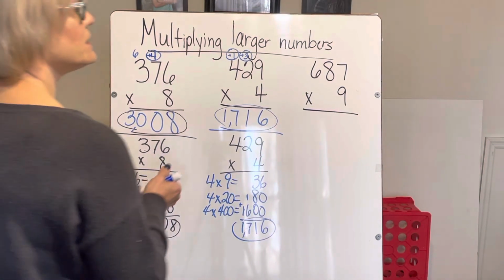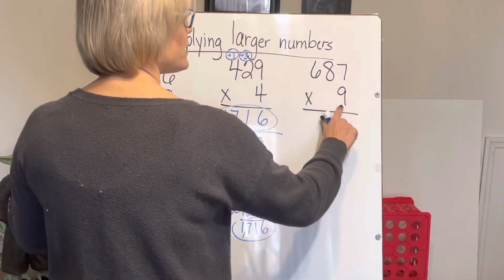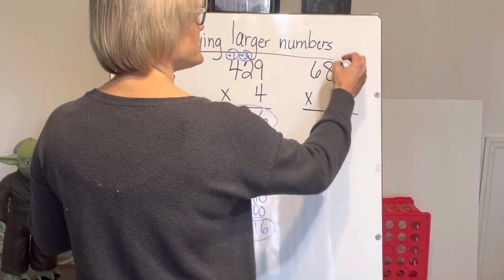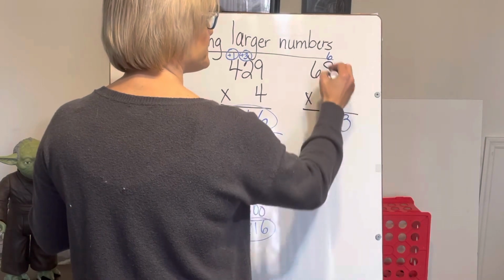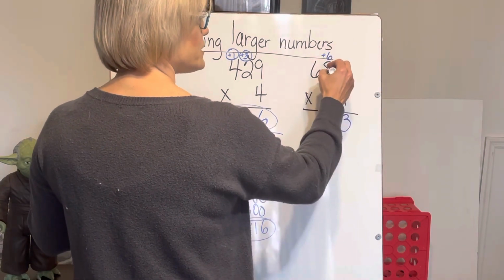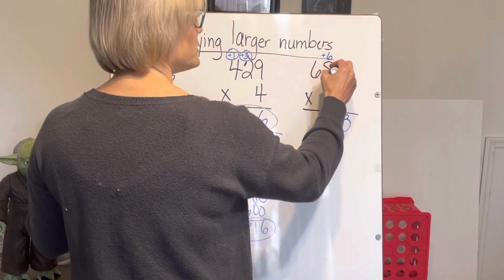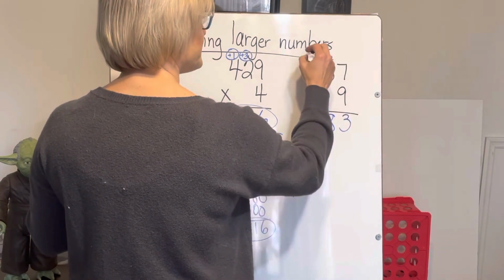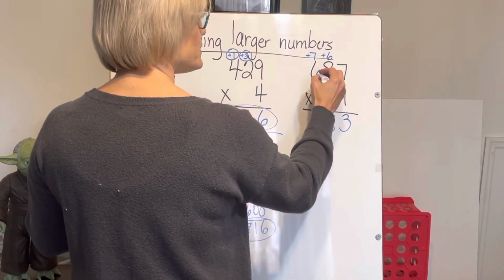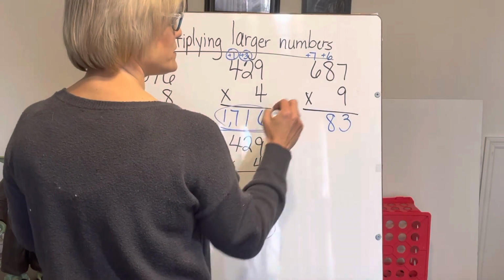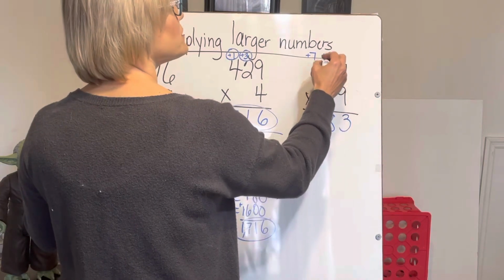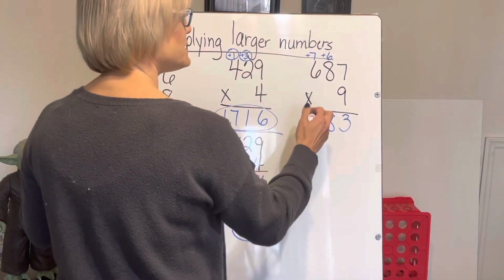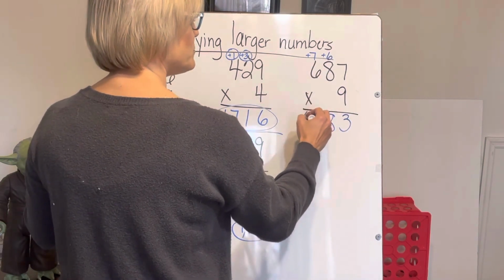All right, 687 times 9. So again, we'll start with the traditional. 9 times 7, which is 63. 9 times 8, which is 72, plus 6 more, which is 78. 9 times 6, which is 54. 54 plus 7, I know this is 7, but 54 plus 6, which would give me 60, and then 1 more, which would be 61.